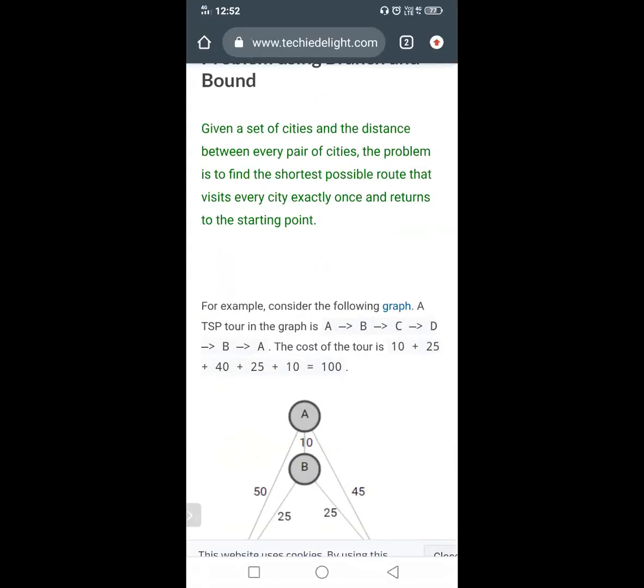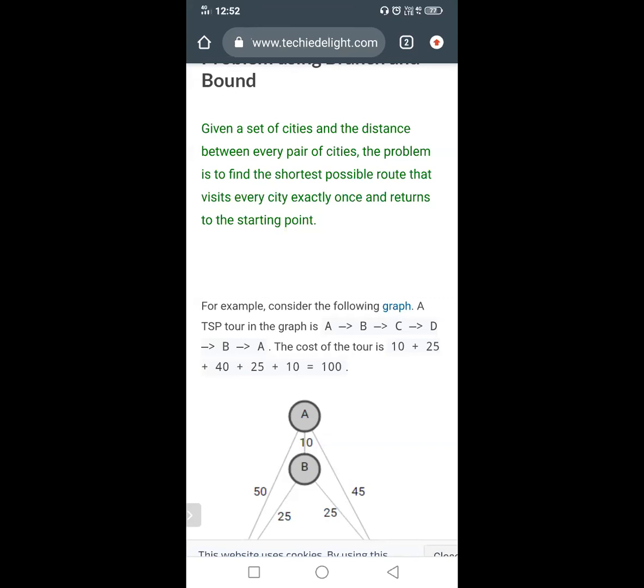Okay, so what is the traveling salesman problem? Here we are given a set of cities and the distance between every pair of cities. The problem is to find the shortest possible route that visits every city exactly once. Just remember that you have to visit every city exactly once only. You do not visit twice.